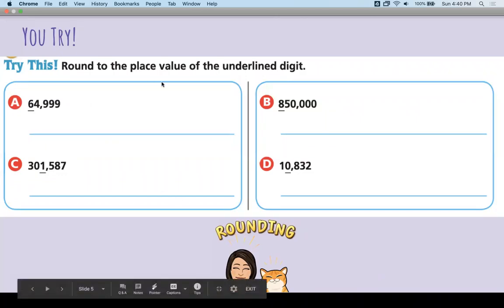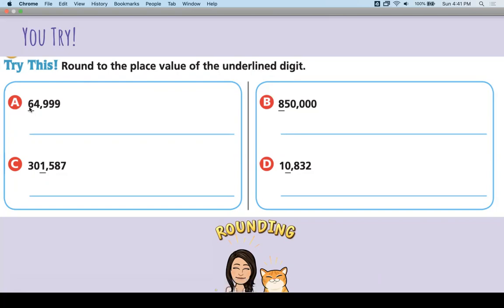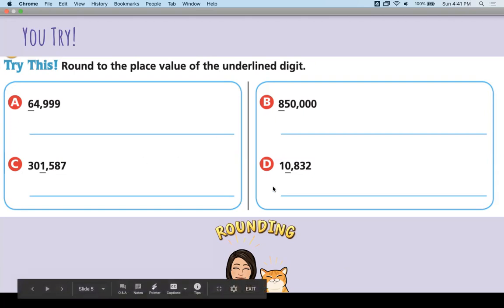You're going to round to the place value of the underlined digit. In this case for A, 6 is underlined. Remember, you're looking to the boss number, the number to the right, which is a 4. The 4 is going to tell the 6 what to do. Is it going to tell it to stay a 6, or bump up to a 7? And then everything after becomes a 0. Whatever place you're rounding to, everything after becomes a 0. But if there are numbers to the left of it, like in this number here, then you need to make sure you keep those. Don't get rid of them. Okay? So pause the video and try these 4 problems.